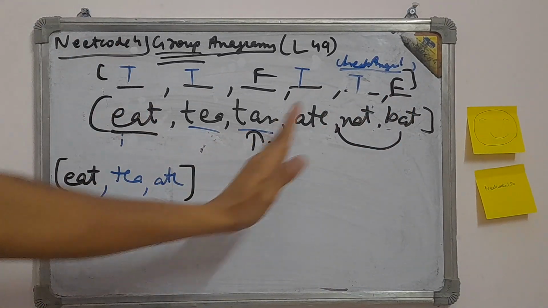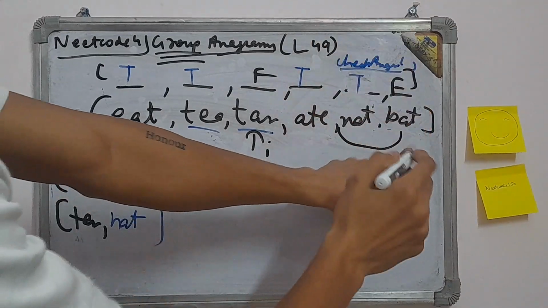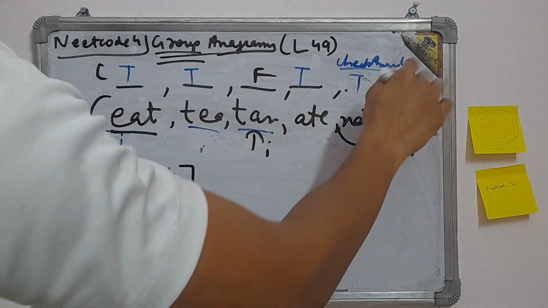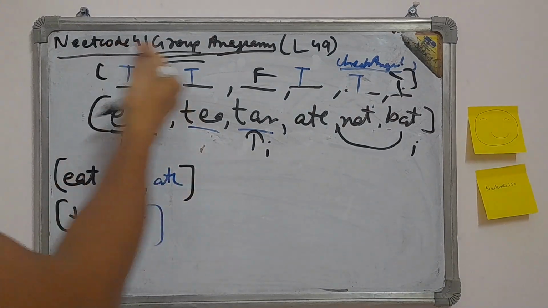So now i goes from here to here, but it is true, so skip it. i is here now, true, so skip it. Now i is here. So this becomes true because we have made a group of it now, bat, but every other element is also true.